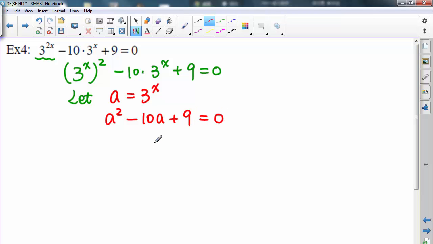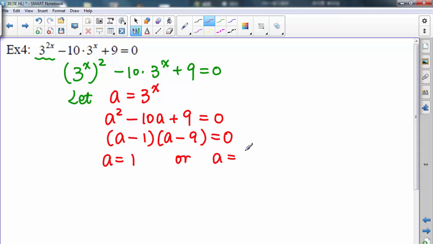You will find that you need to solve this quadratic equation first. So this quadratic equation can be factored. So this one is (a minus 1) times (a minus 9) equals 0. So one a is 1. The other a is 9. The same as example 3, I'm not looking for a. I'm solving for x. So I plug the 3 to the power of x back for a. So this is the first exponential equation, 3 to the power of x equals 1. And the second one is 3 to the power of x equals 9.